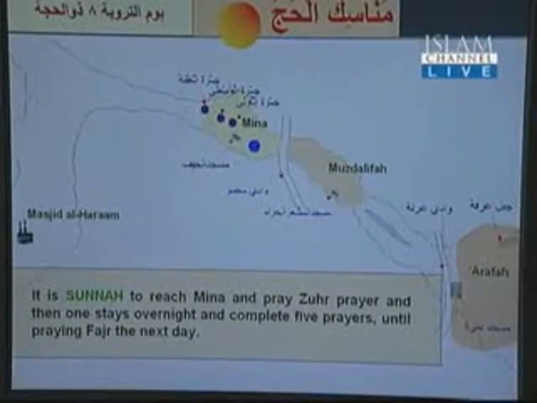So what you would see here is the track the Prophet sallallahu alaihi wasallam followed and the timings he followed. But I will also mention where variations are allowed and where not. So this is a sunnah. This is why you are seeing in capital letters in green that this is a sunnah. It is a sunnah to reach Mina and pray the Dhuhr prayer and then stay overnight, completing 5 prayers in Mina until the Fajr prayer of the next day, Yawm Arafah.